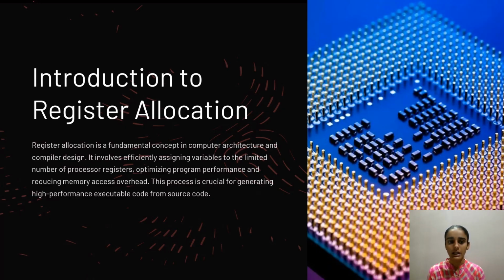Introduction to register allocation. Register allocation is a fundamental concept in computer architecture and compiler design. It involves efficiently assigning variables to the limited number of processor registers, optimizing program performance and reducing memory access overhead. This process is crucial for generating high performance executable code from the source code.